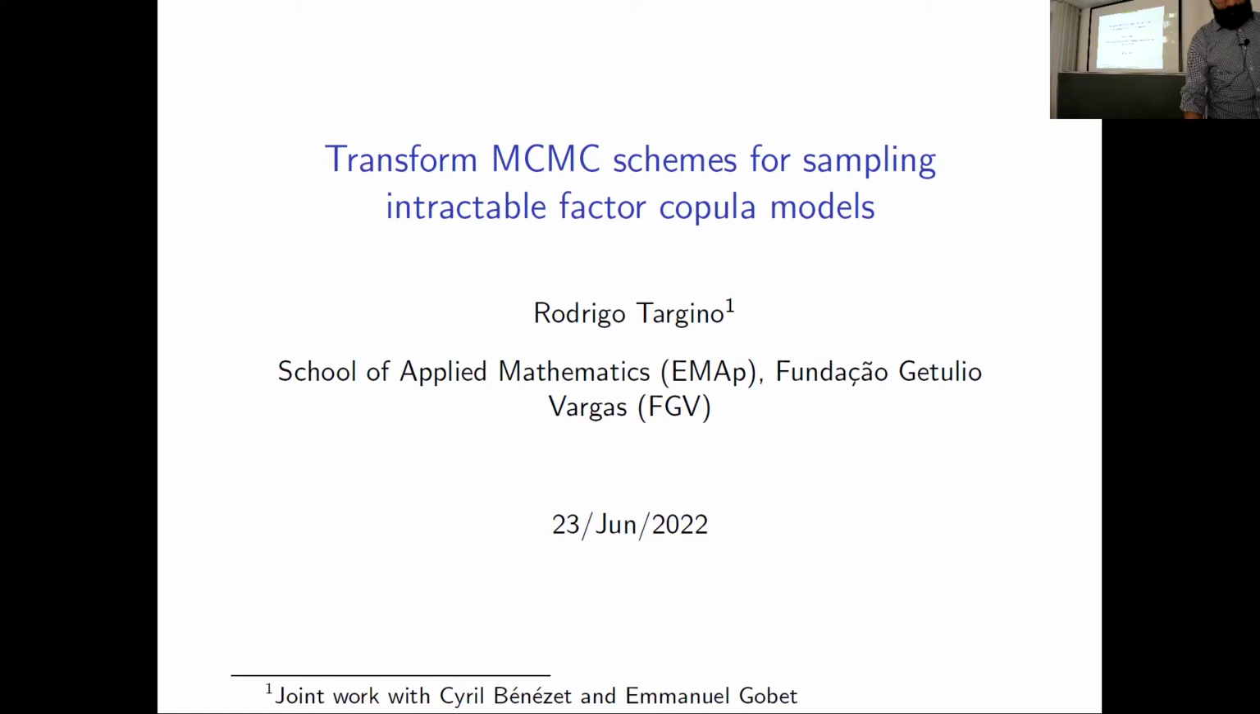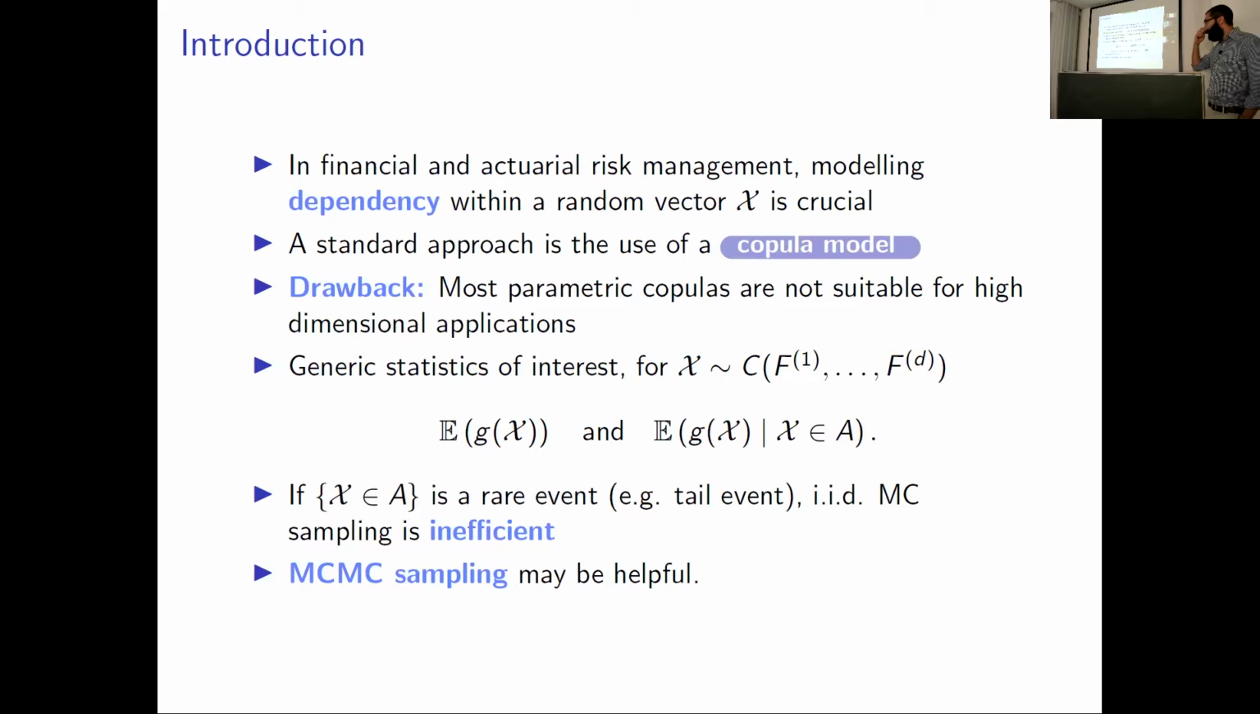But let me start telling you what this is all about. In financial and actuarial risk management, which is the kind of stuff I do, it's very important to deal with the dependence of a vector. So the vector for us will be x. And one of the standard things to do is to use a copula model.